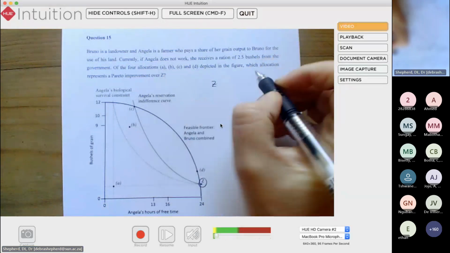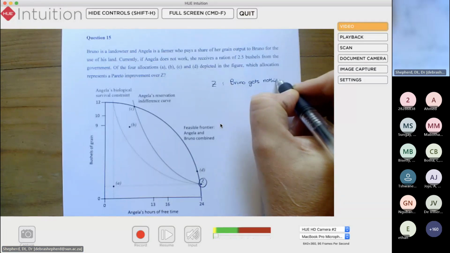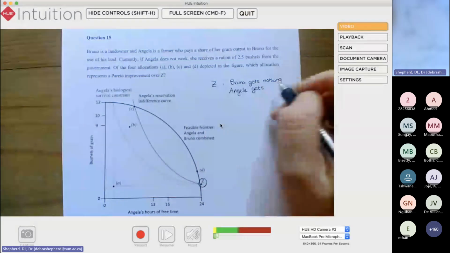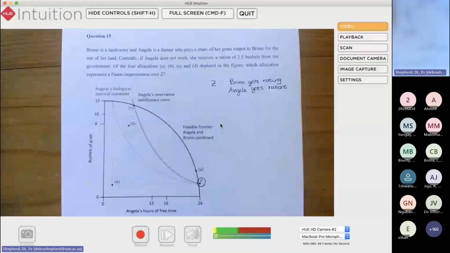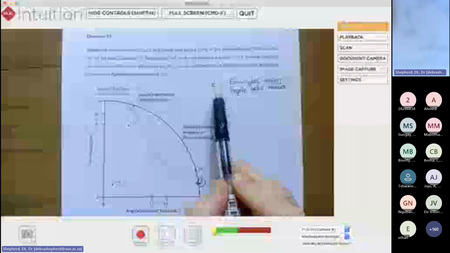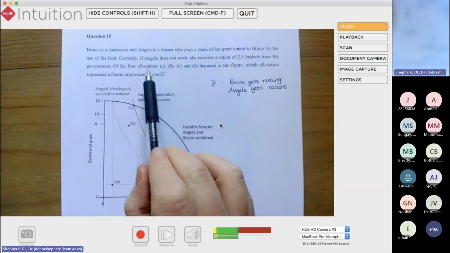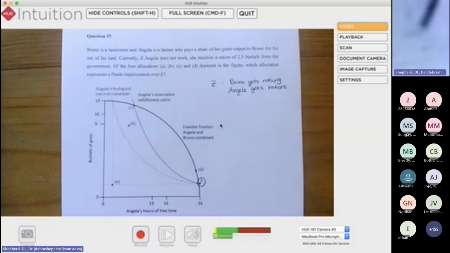So at Z, Bruno gets nothing. And Angela gets a ration. Okay, so that's the reservation option. Every allocation in this social interaction has to be compared to the reservation option. And then we will determine whether or not there's been a Pareto improvement or not. Of the 4 allocations, A, B, C, and D, which allocation represents a Pareto improvement over Z?